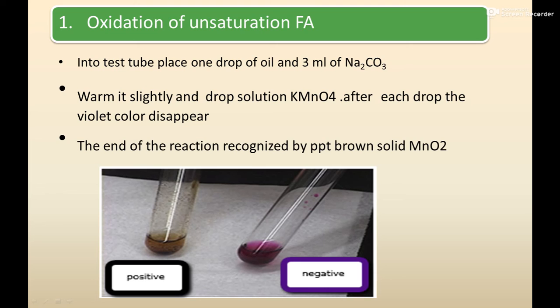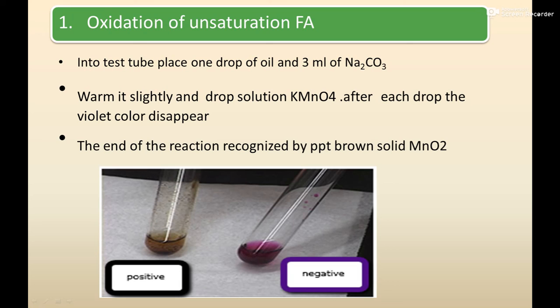Then oxidation of the unsaturated fatty acids. How can the unsaturated fatty acids be oxidized? First of all, it will be taken into the test tube. Place 1 drop of oil and 3 ml of sodium carbonate. Warm it slightly and add drops of the solution of potassium permanganate. After each drop, the violet color disappears.